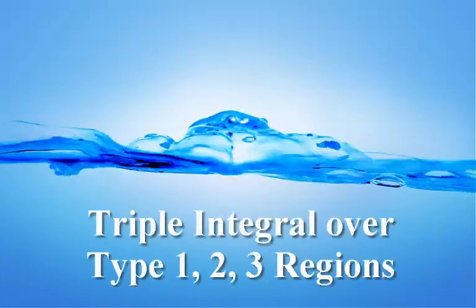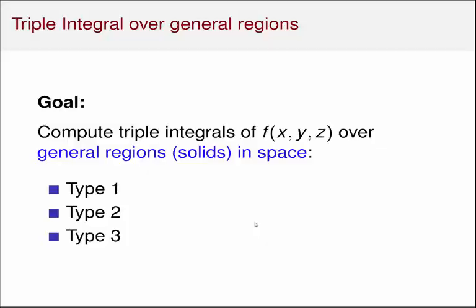Hey guys, welcome back. In this video, I'll be talking about triple integrals over general regions in space. These are known as type 1, type 2, and type 3 regions. Actually, these regions are very similar to each other. Anyway, let me start with the definition of a type 1 region.